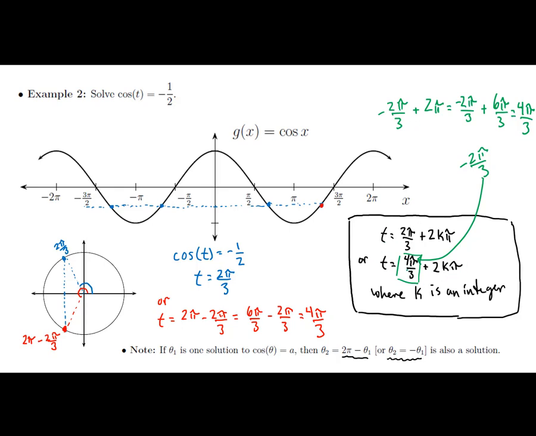To get from 4 pi over 3 back to negative 2 pi over 3, I just put a negative 1 for my k. So it really doesn't matter how you do that, and you can think of that in whatever way is convenient for you.